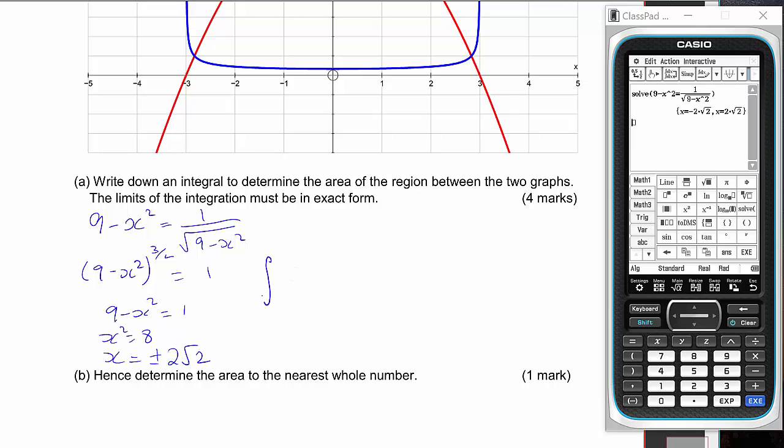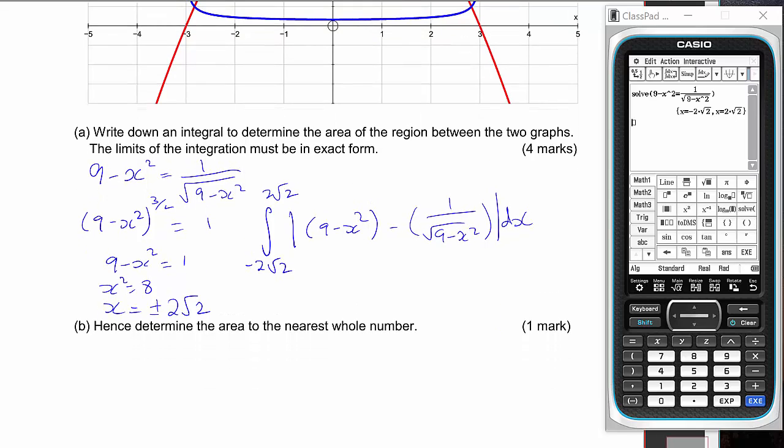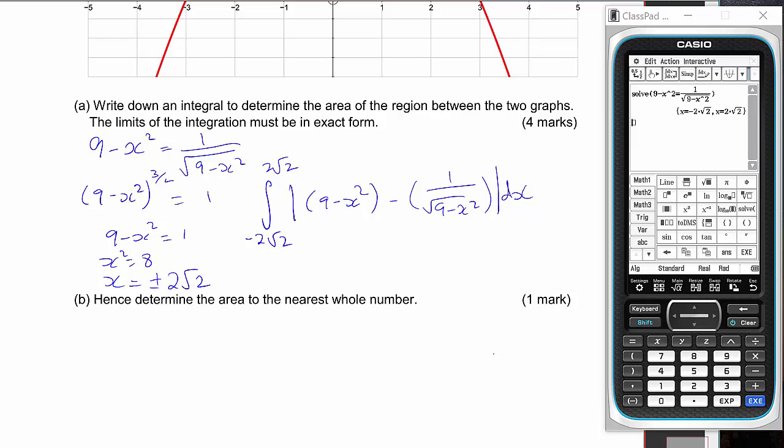And so your integral is going to be from negative 2 root 2 to 2 root 2, and then you can use a modulus. So we can have a modulus, and it doesn't then matter which way round we do it. So we could do 9 minus x squared, take away 1 over the square root of 9 minus x squared dx. Don't forget the closed modulus. So there's 4 marks there for that, and your calculator actually did part of it for you.